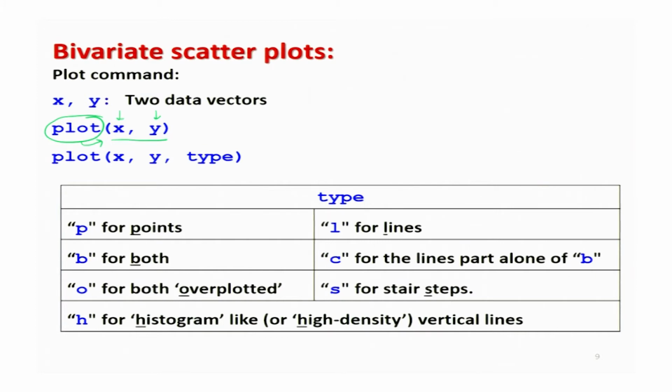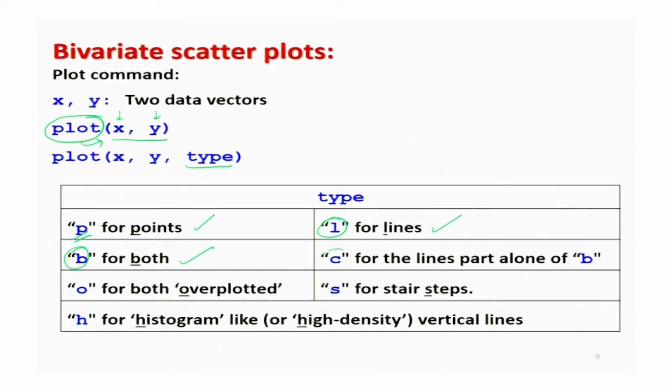For example, there is an option here, type. If you give type equal to p, which is the default, you will get points. If you give type equal to l, then you will get lines. If you take type equal to b, then it is for both points and lines.